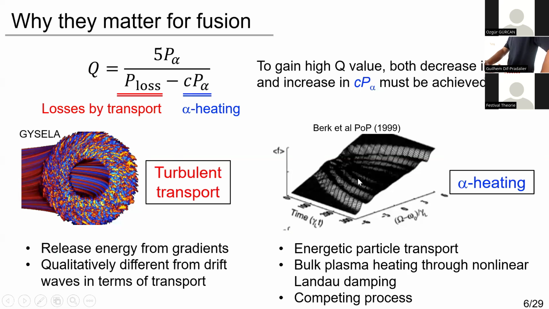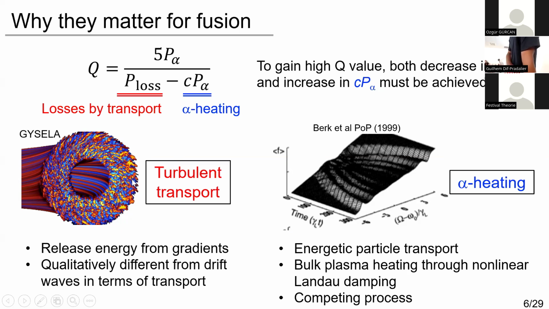So what I'm showing here is a definition of the fusion gain Q, which is given by fusion output divided by fusion input power, which is necessary to sustain the plasma. And the denominator can be substituted by the loss by transport minus the alpha heating coefficient. And of course, to gain a high Q value, both decreasing loss by transport and increasing the alpha heating coefficient must be achieved. Of course, the phase-space turbulence affects both processes, like turbulence transport and alpha heating, significantly, especially the turbulence transport.